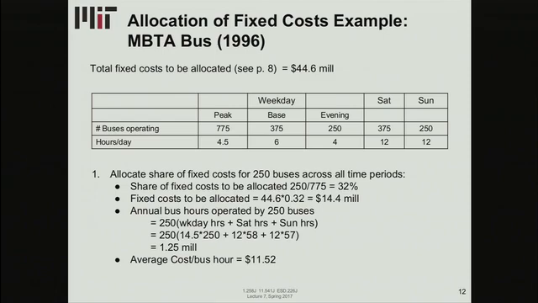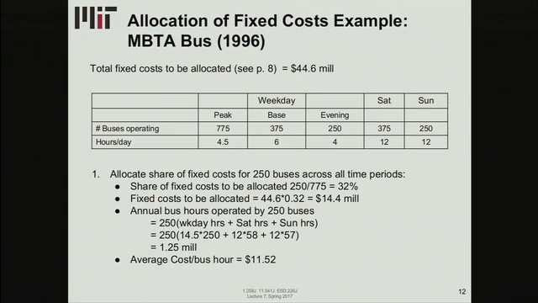And how many bus hours are operated in the whole year? Well, there are 250 buses, and we want to add up the hours operated during weekdays, during Saturdays, and during Sundays for the whole week. So there are roughly 250 weekdays in a year, 58 Saturdays and 57 Sundays. Those add up to 365 days. And there are 14.5 hours during the weekday and 12 on the weekends. So we add those up, we multiply by the number of buses, and we get 1.25 million bus hours for the whole year.